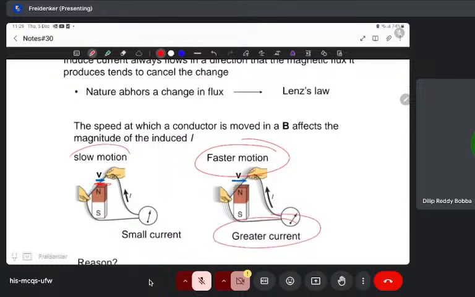And if you move it slowly, it means the rate of change of magnetic flux is a small number. So you'll get a small EMF. If you have a small EMF, you will have smaller current.